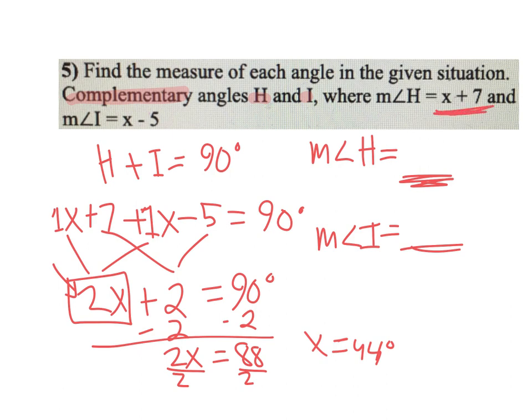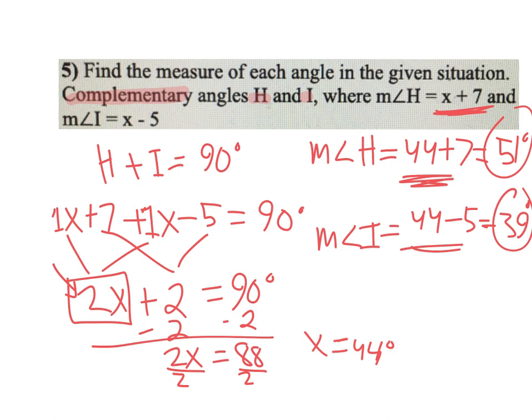So if h is x plus 7, then that just means 44 plus 7, which is equal to 51 degrees. And I is just going to be x minus 5, so that's 44 minus 5, which is 39 degrees. And if I have 51 and 39, those will add up to 90. If I add those together, it's 90 degrees. So I know that it works because complementary angles add up to 90 degrees. So now we know H is 51 degrees, I is 39 degrees, and now we're done.